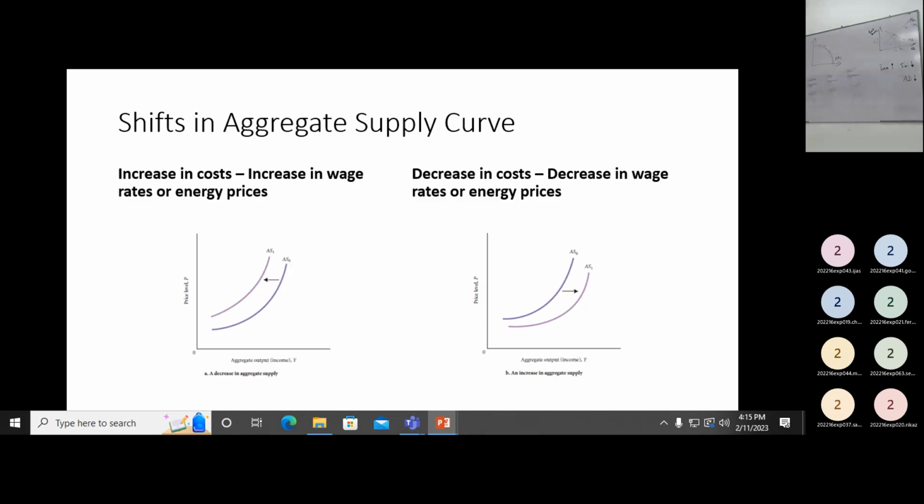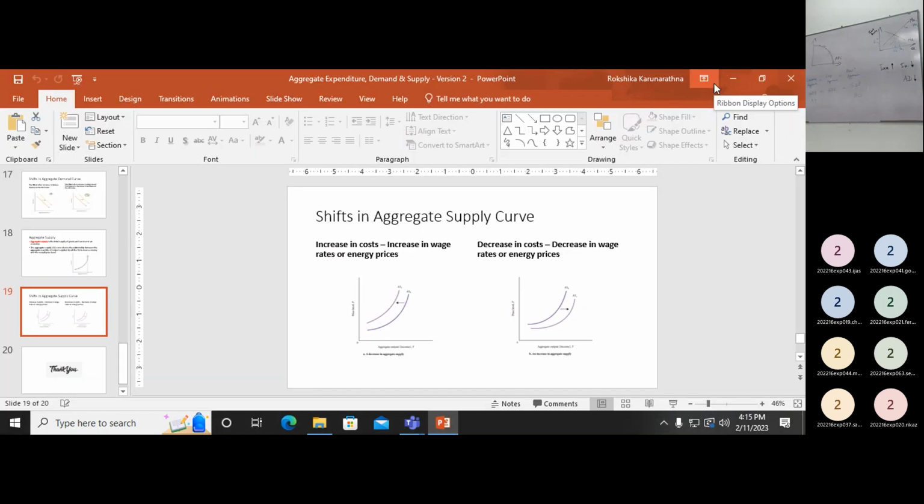So that's all that was remaining from that lesson. We will try to move into the other one.